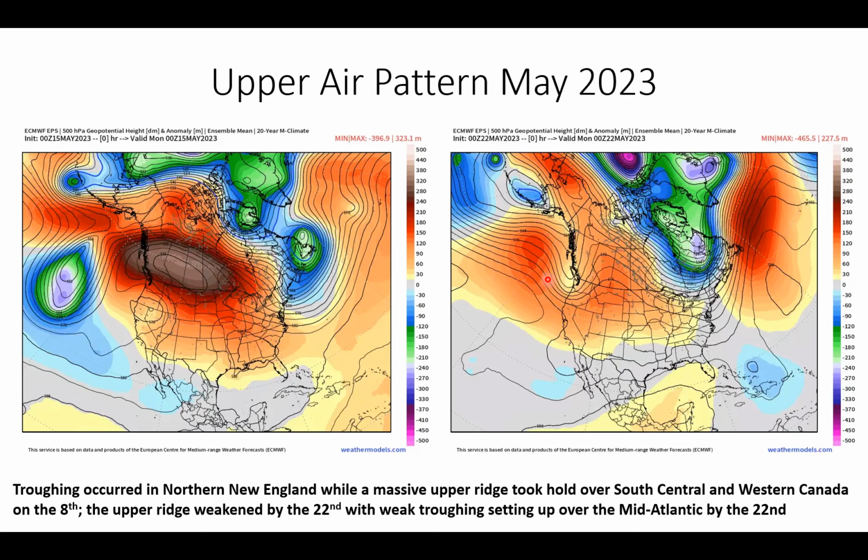Now we see a little bit of troughing off the Pacific Northwest coast by the 22nd of May, and then we see the ridging has the anomalously high heights in that ridge. The high height center has weakened somewhat by this point across west central Canada by the 22nd of May, and we do see slight troughing or weak troughing across the mid-Atlantic states by the 22nd.